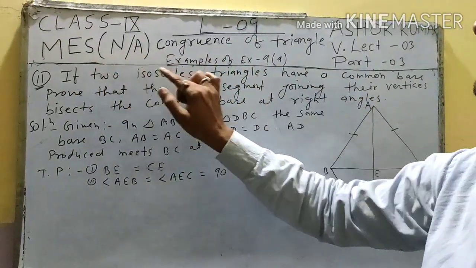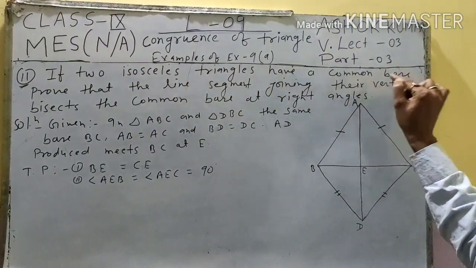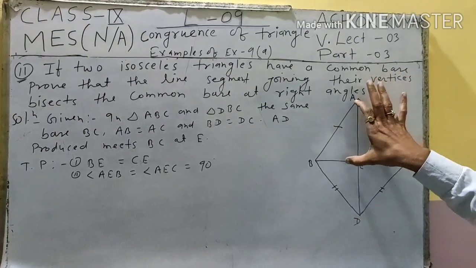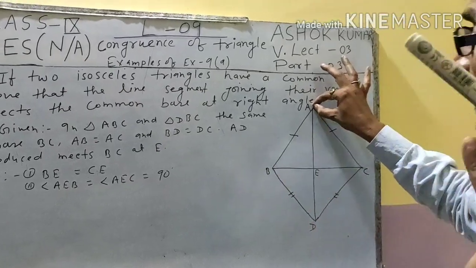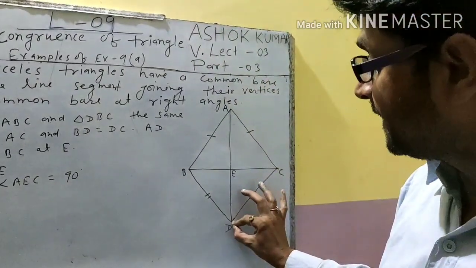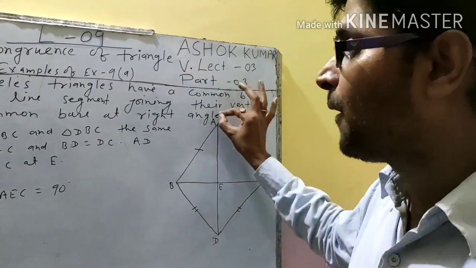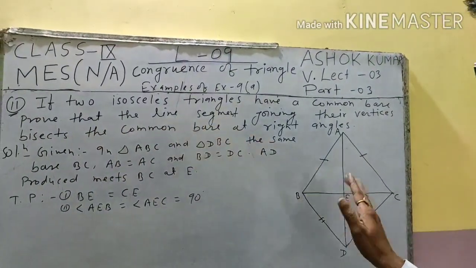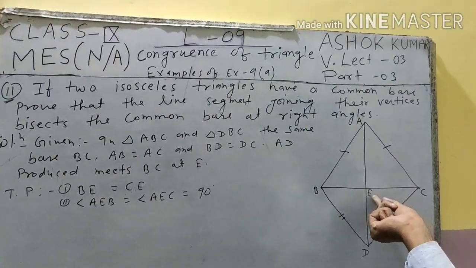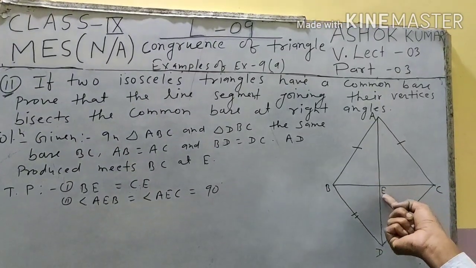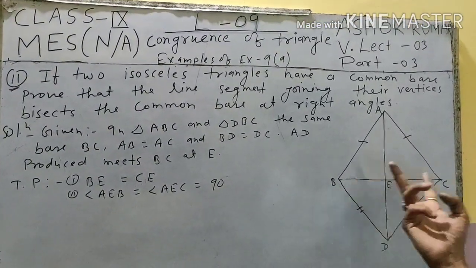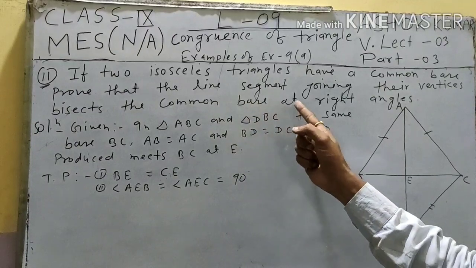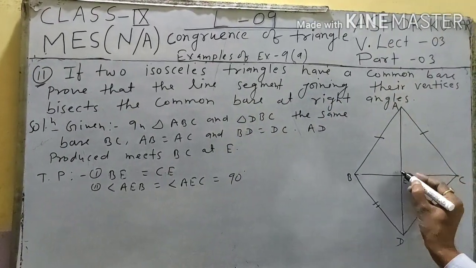Prove that the line segment joining their vertices, because in this isosceles triangle A is the vertex point and here D is the vertex point. So join these two points. The line joining the vertices bisects the common base, that means E is the midpoint of BC. So BE is equal to CE. First proof, it is at right angle, and here it makes 90 degrees.